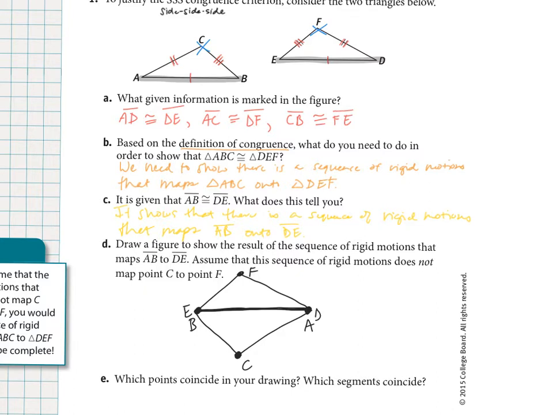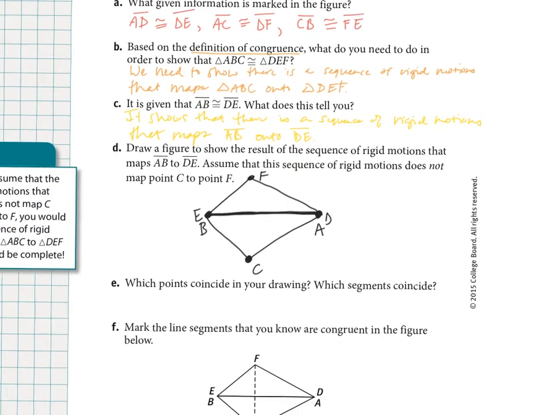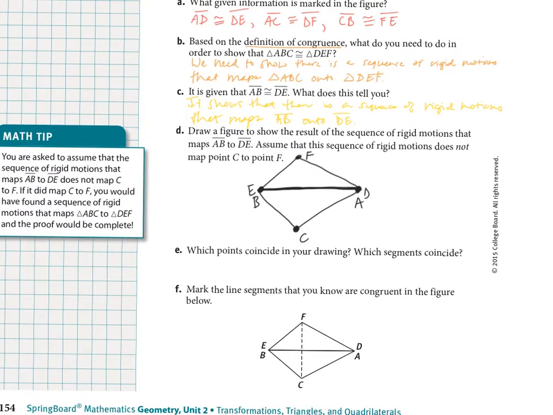This follows our rules because we know point F and point C, they're not on top of each other. And I did follow my rules. I drew a figure that shows the results of some sequence of rigid motions, right? We could do translations, rotations, reflections, and it maps AB onto DE in that exact same order. So I like that picture. It's looking really good. We can kind of see that we have AB on top of DE.